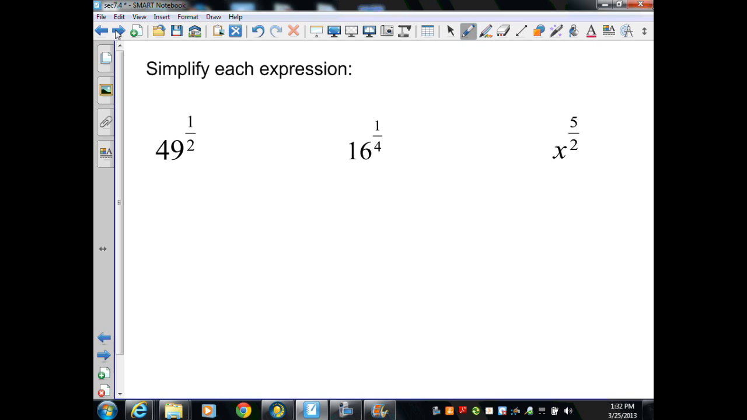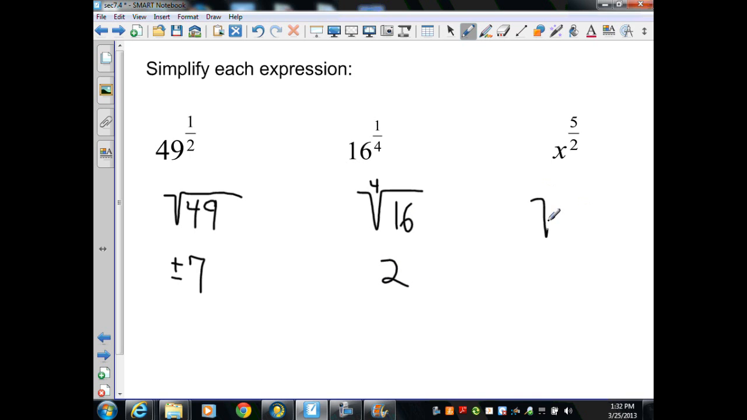Here I want to simplify each expression. Whether I need to rewrite that is up to you. If you want, I could rewrite this as the square root of 49, which I know is going to be 7, or plus and minus 7. Here I have the fourth root of 16. And we know the fourth root of 16 is 2.